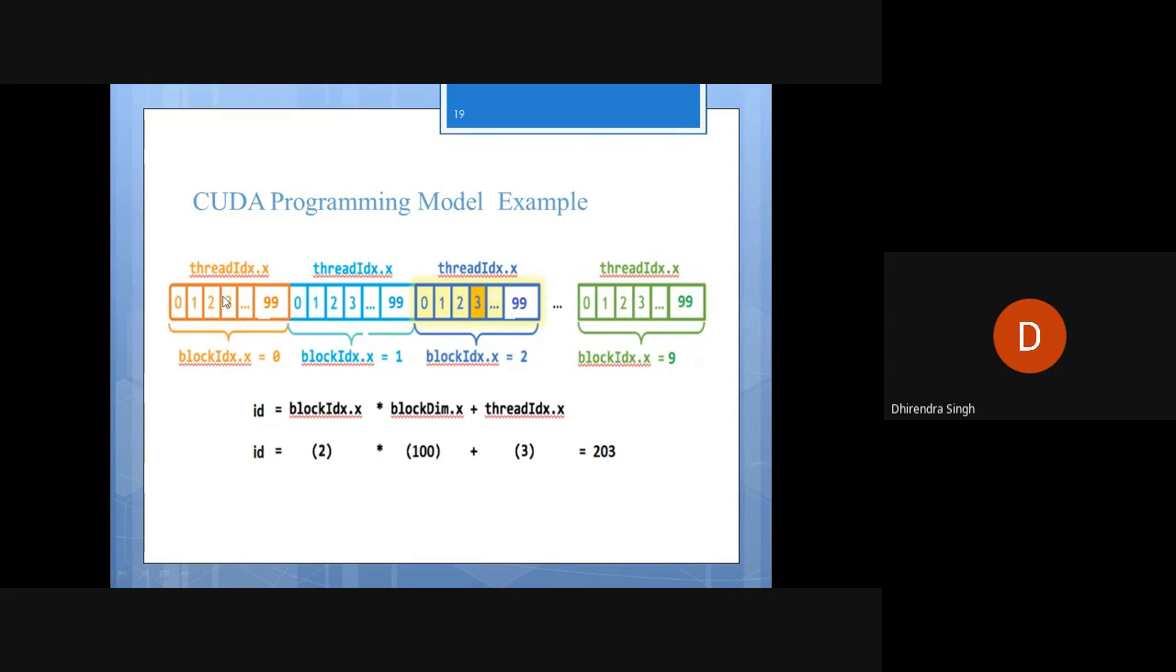Here, I have created 10 blocks. This is the grid, the logical arrangement of threads inside a grid. On one side, we have a one-dimensional arrangement of blocks inside the grid. The first block has block id x dot x equal to 0. The second block has block id x dot x equal to 1. The third block has block id x dot x equal to 2. And the final one has the id 9.